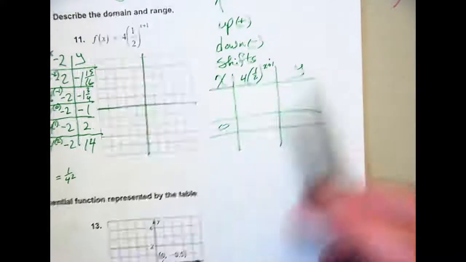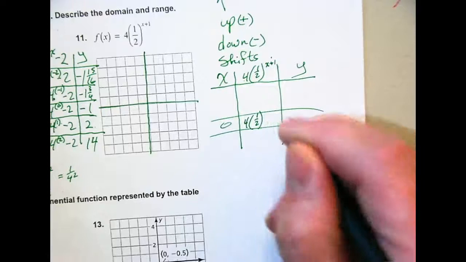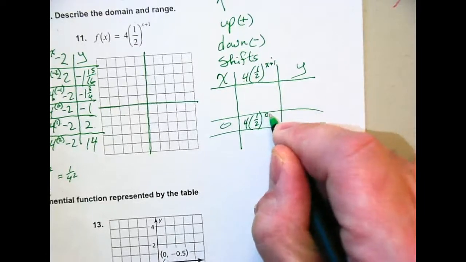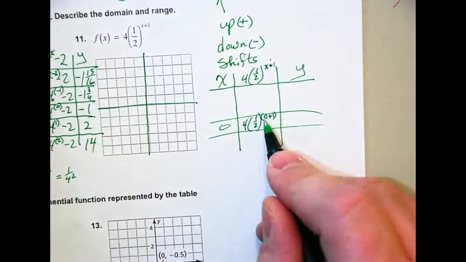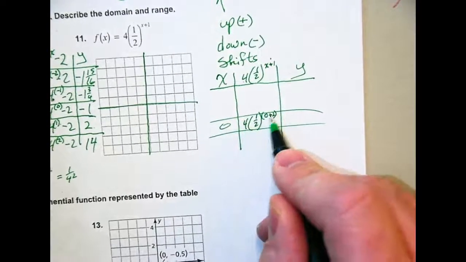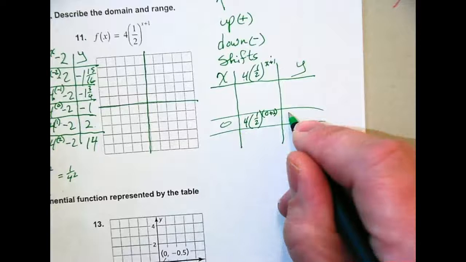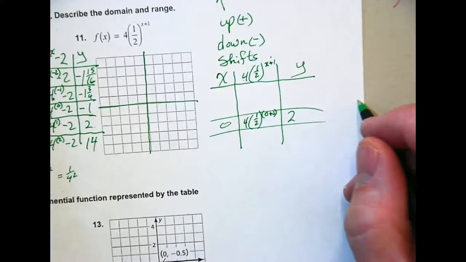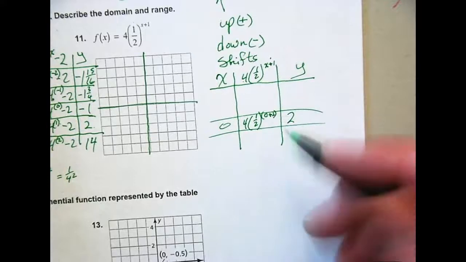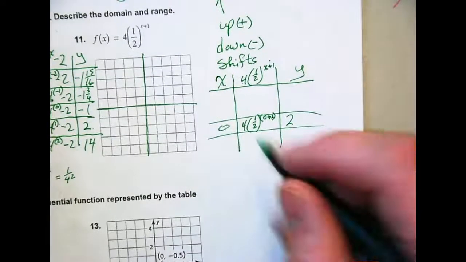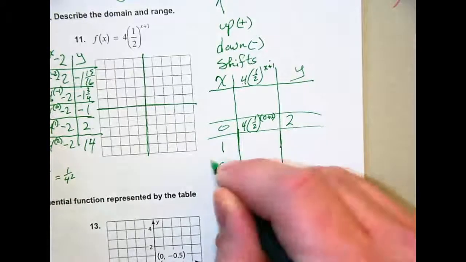4 times, let me write it in here, 1/2 to the 0 plus 1. If I don't ignore the 1, I just put the 0 in there. This is 1/2 to the first power, which is 1/2, times 4, which is 2. Okay? So let's go through and graph it real quick, and maybe that'll answer your question. We got our 1, we got our 2.